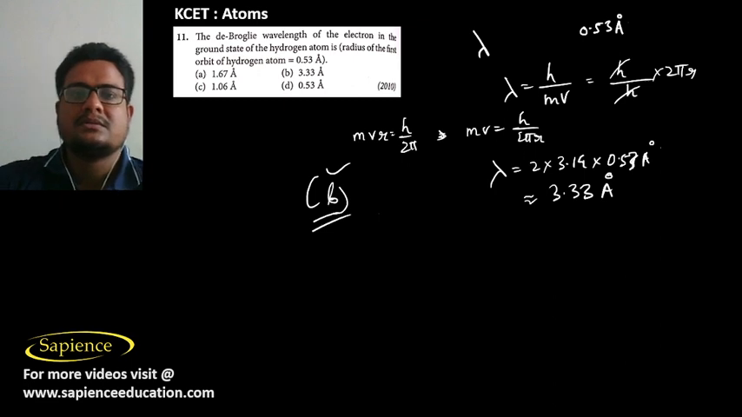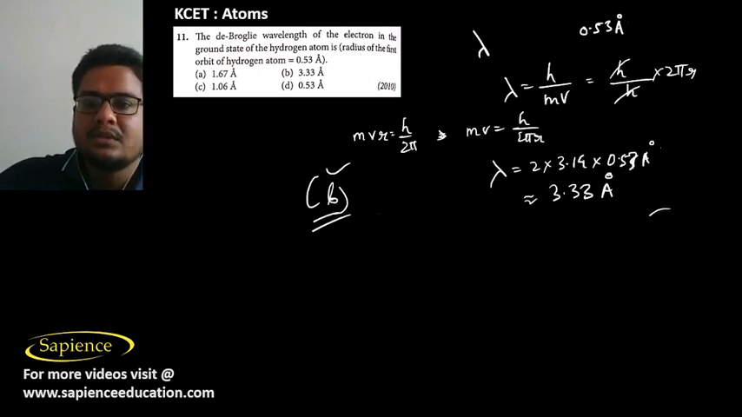It means that the de Broglie wavelength is the same as the perimeter, the circumference, of the first orbit.